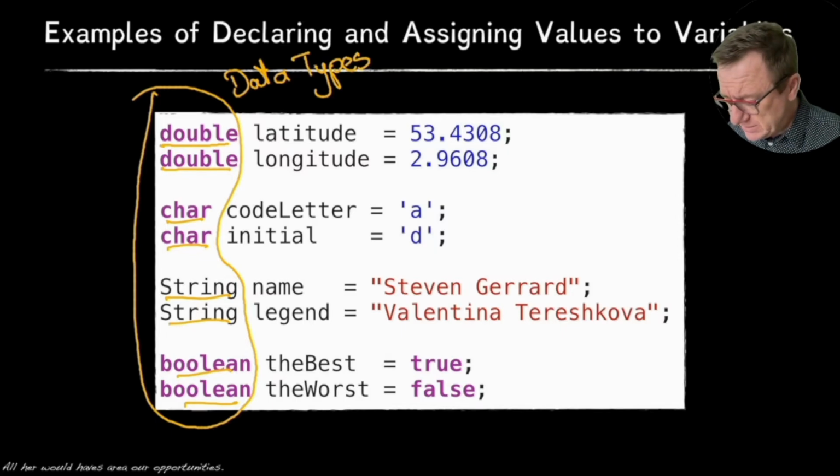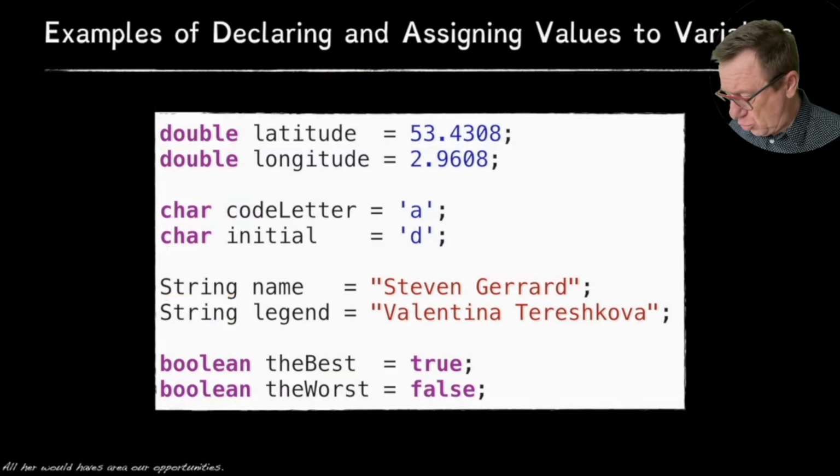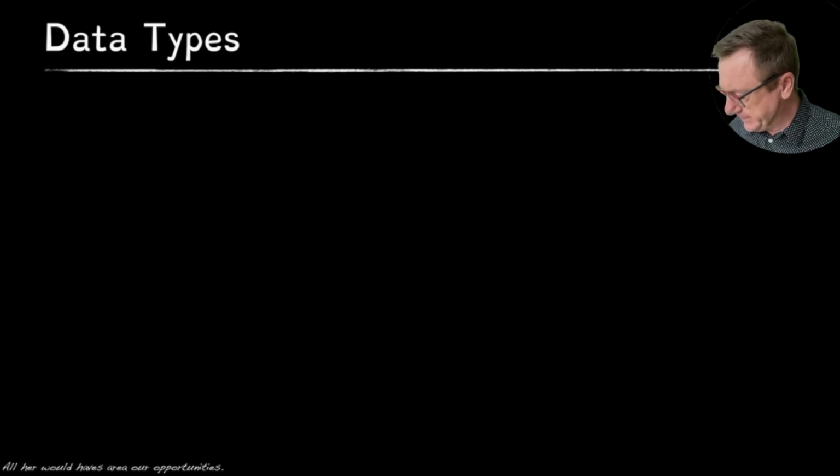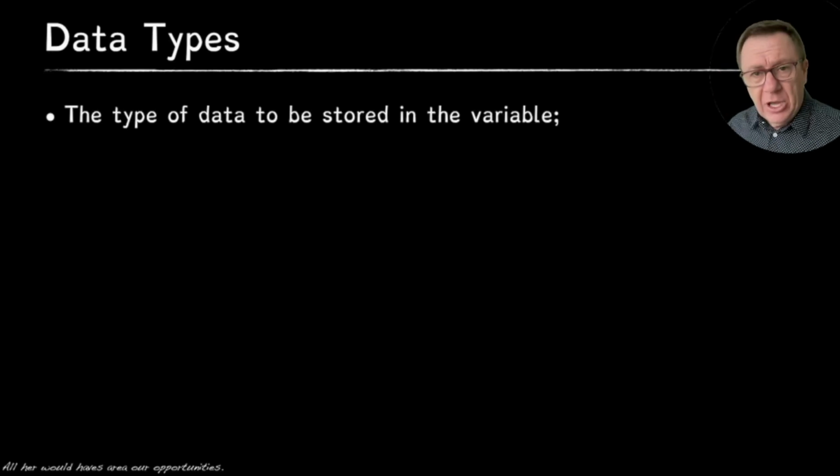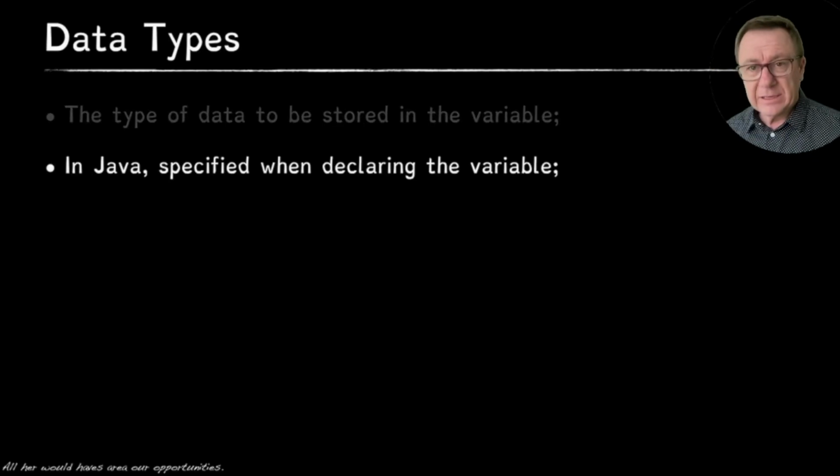So you notice double, we've got doubles, real numbers. Char, we have a single character. String is a string of characters. And booleans are true or false. All right, so I've said this already, but I'm going to say it again. Data types, it's the type of data that we stick in the variables.